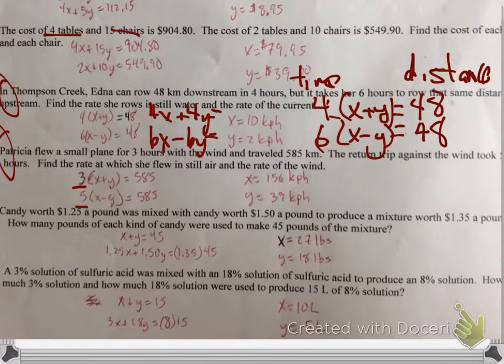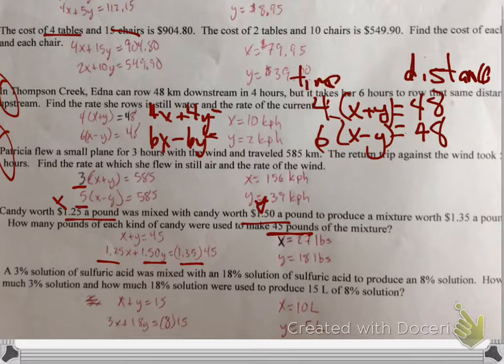So like on this one, you can see 125 candy worth $1.25. So the $1.25 candy is x. The $1.50 candy is y. I didn't write that off to the side. So I have x plus y equals the total amount I made, 45 pounds. $1.25 plus $1.50, so 125x plus 150y equals 135 times 45. Notice how the 135 is in between those other two. It always works out that way.